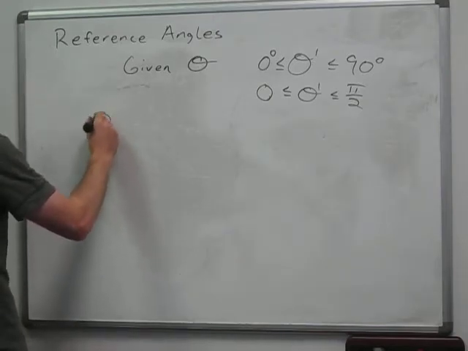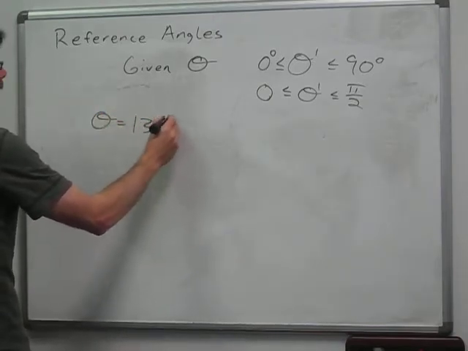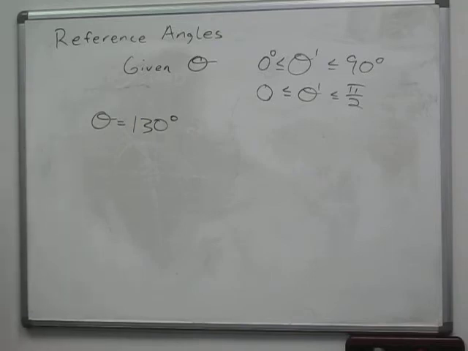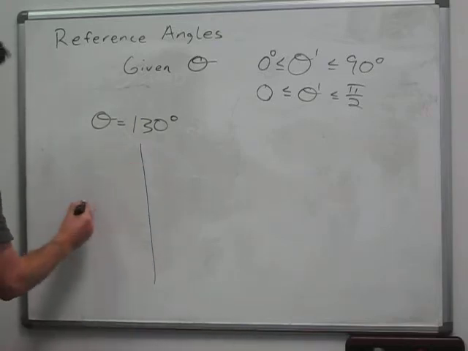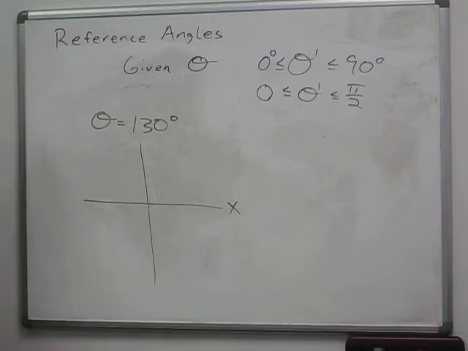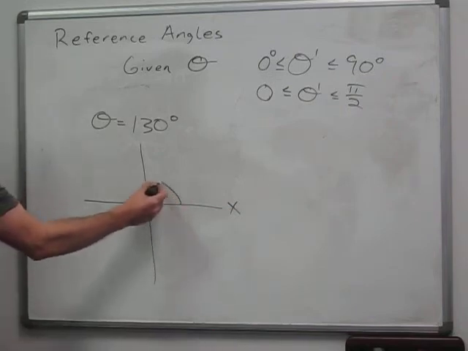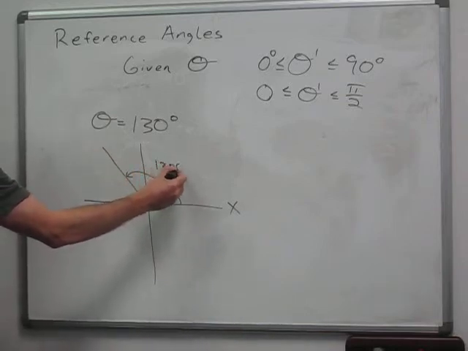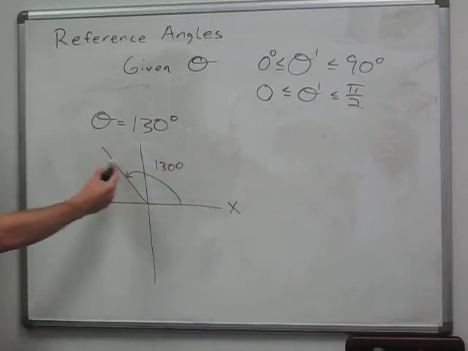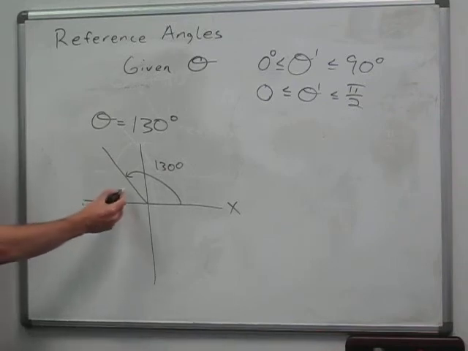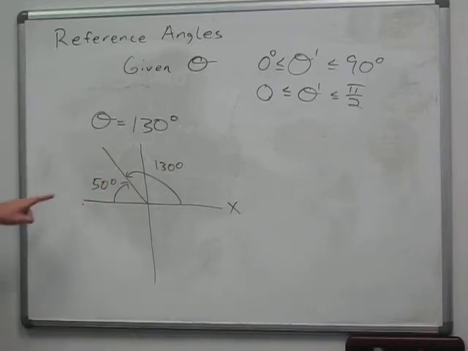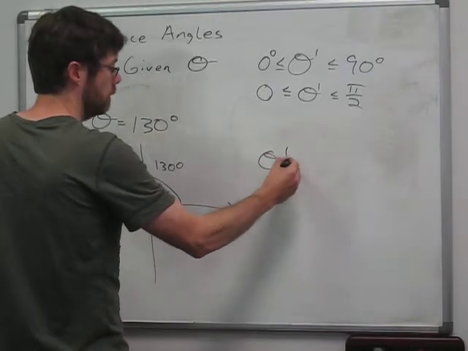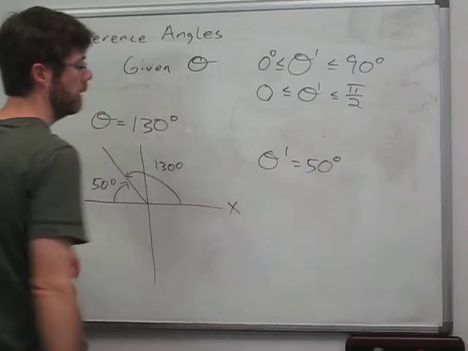Suppose theta is 130 degrees. Let's find the reference angle. So in standard position, rotating 130 degrees brings me in quadrant 2. 180 degrees would bring me all the way to the x-axis. So this acute angle here must be 50 degrees. And that is my reference angle.